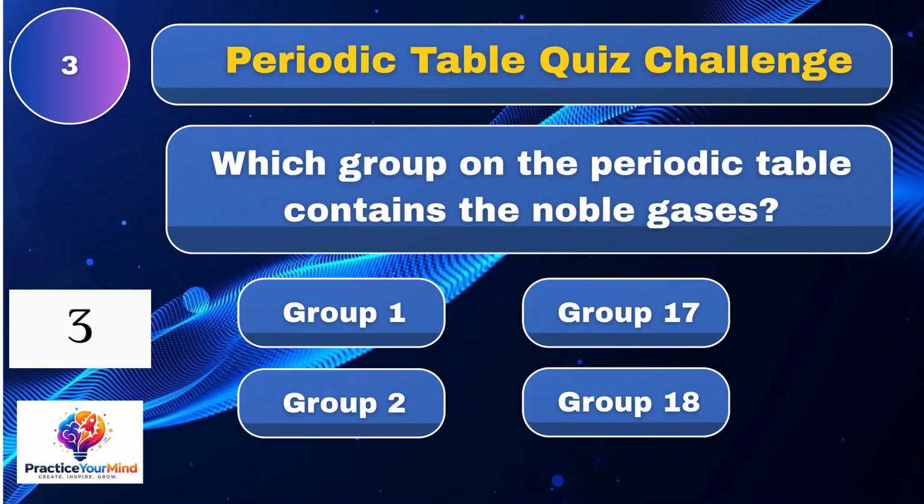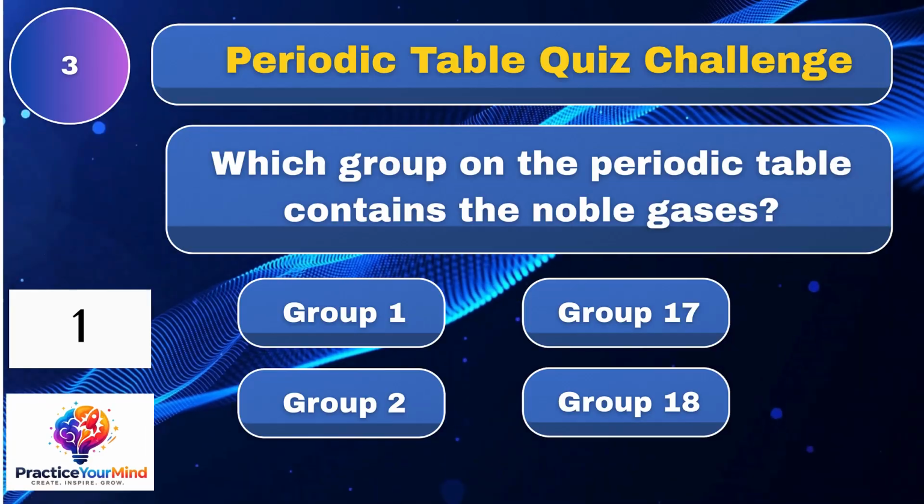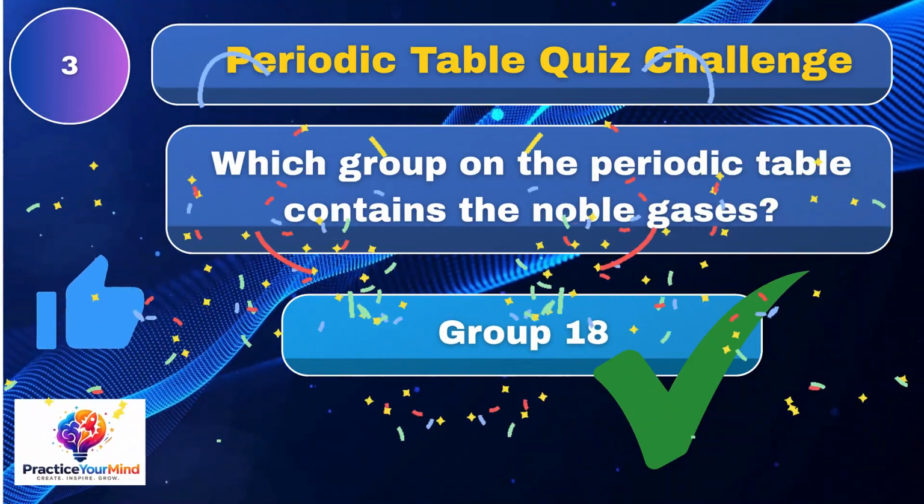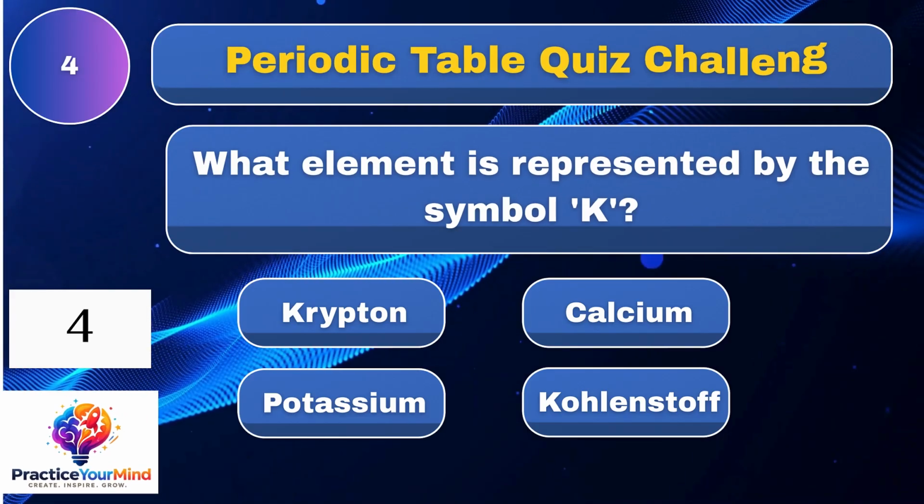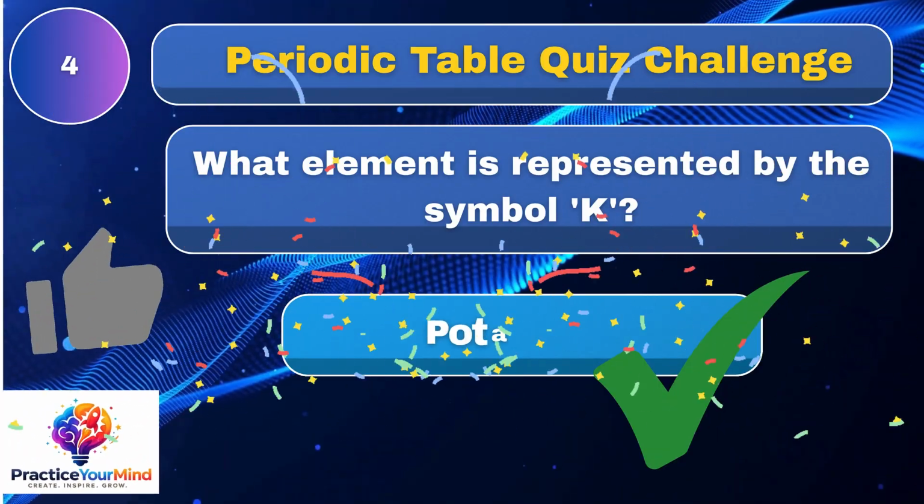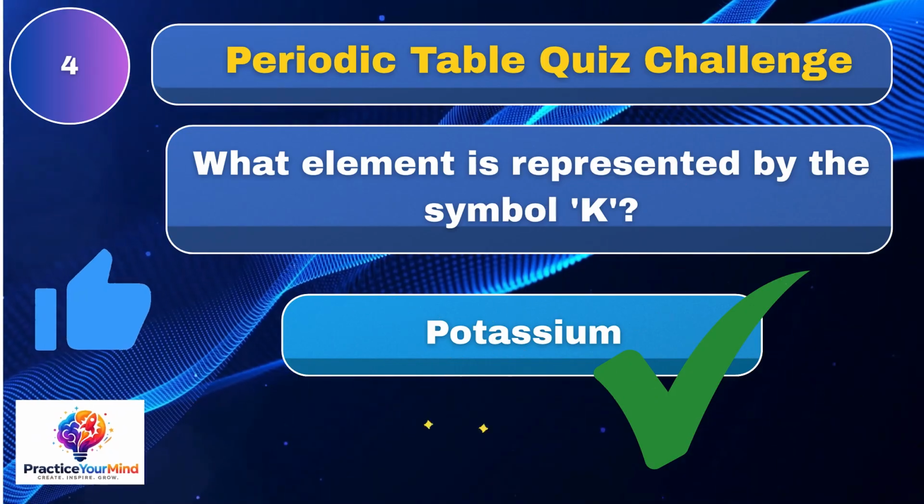Which group on the periodic table contains the noble gases? Nice work. Noble gases belong to group 18. Moving on. Question 4. What element is represented by the symbol K? Correct. The symbol K stands for potassium.